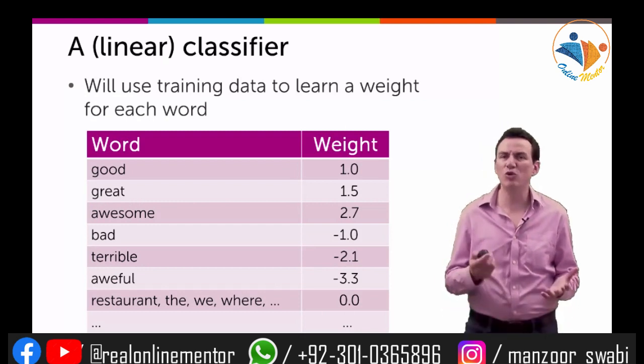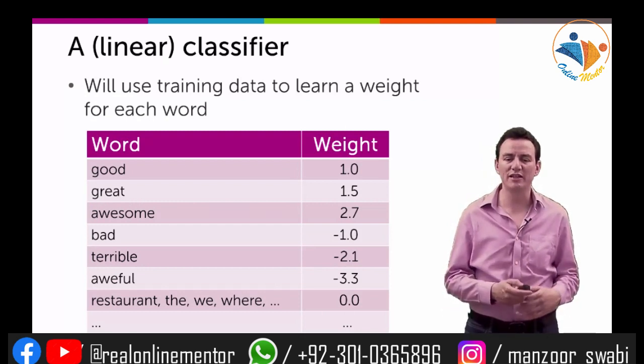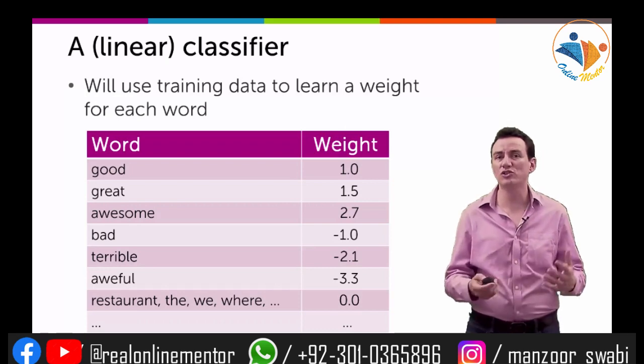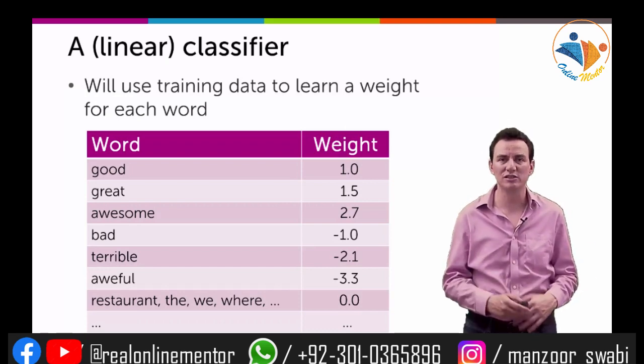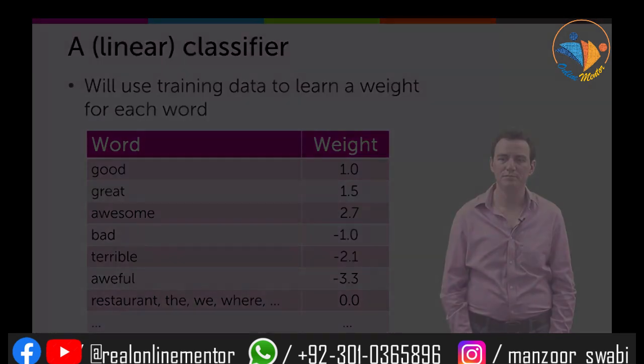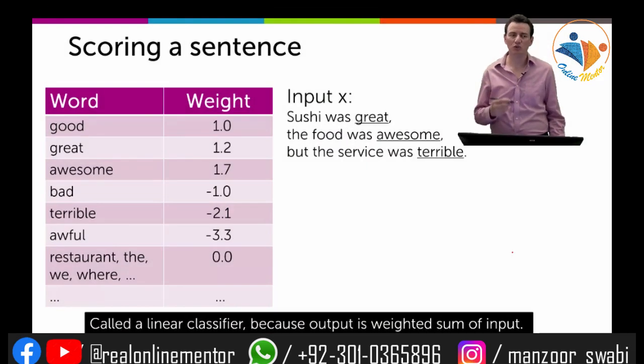And there's words that really don't matter to the sentiment. So things like the, we, where, restaurant, they appear both in positive and negative sentences, so they get weight 0. Suppose somebody magically told you what the weight of each word were. We're going to talk about it in a little bit, how those get learned by the classifier. But given those weights, how do we figure out if the sentence is positive or negative?